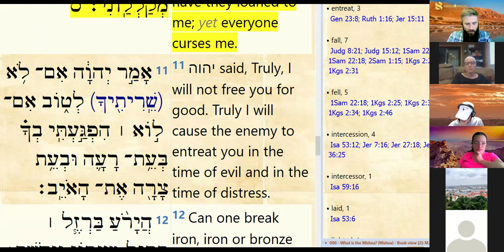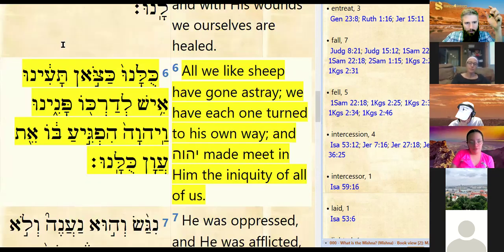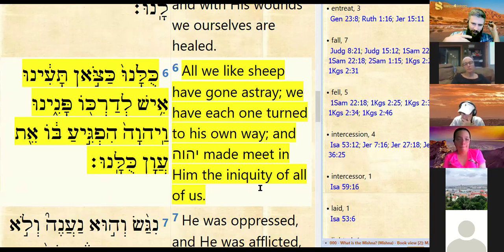Okay, so then if we go back to Isaiah 53, one of them was in 12 and the other was 6. Was that it? I forgot. Okay, so here's 6, and all we like sheep have gone astray. Okay, here we go. And the Lord made meet in him the iniquity of all. Okay, so he caused the what? This is the same thing as earlier with the king burning the scroll. Hifgia, entreating him, et avon kulanu.